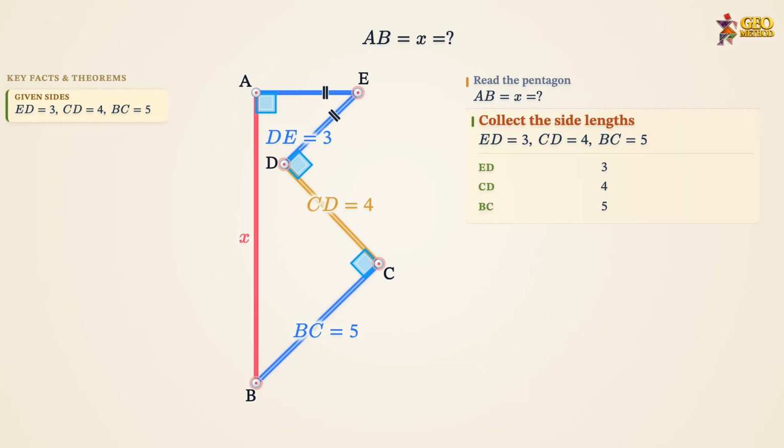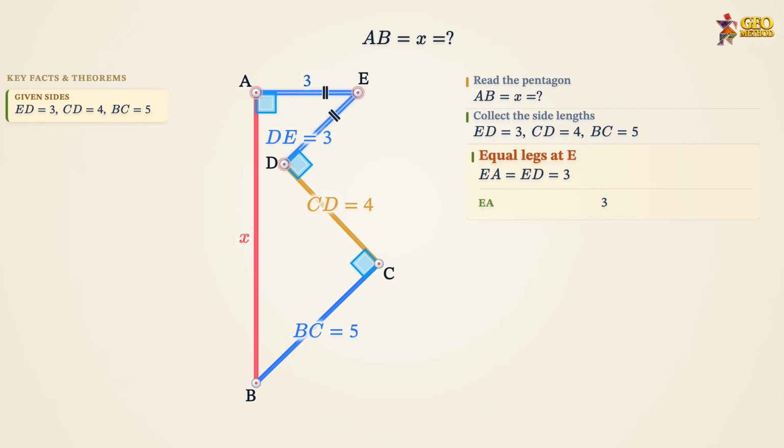Walk the right side of the shape. Side ED is 3, side DC is 4, and side CB is 5. This 3, 4, 5 chain of edges from E through D and C to B carries all the given numbers.